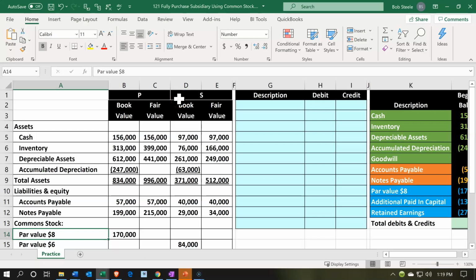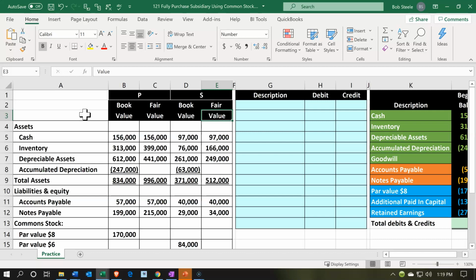Notice what happens here in this format: we have the book value and the fair value for P, and the book value and the fair value for S. Now what we really need here, of course, is the fair value for S. That's what we're given here.